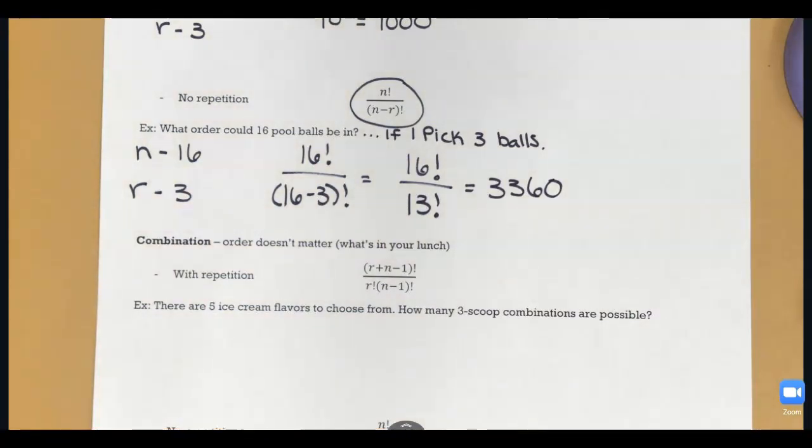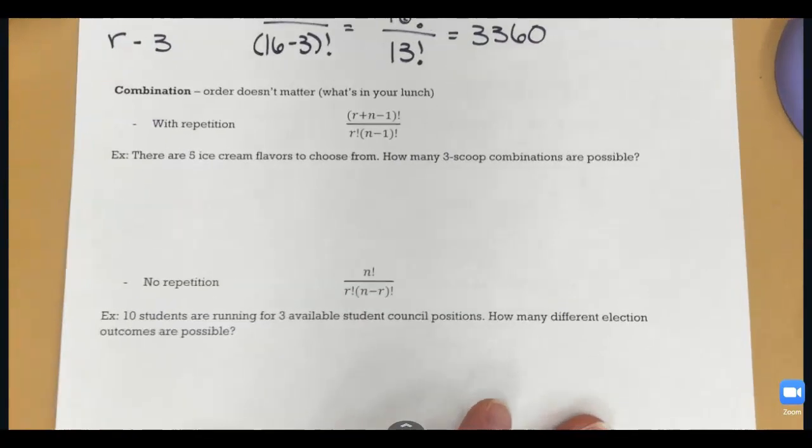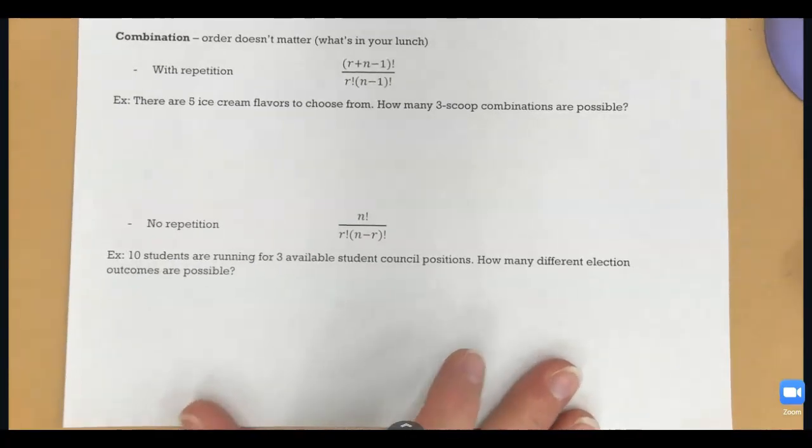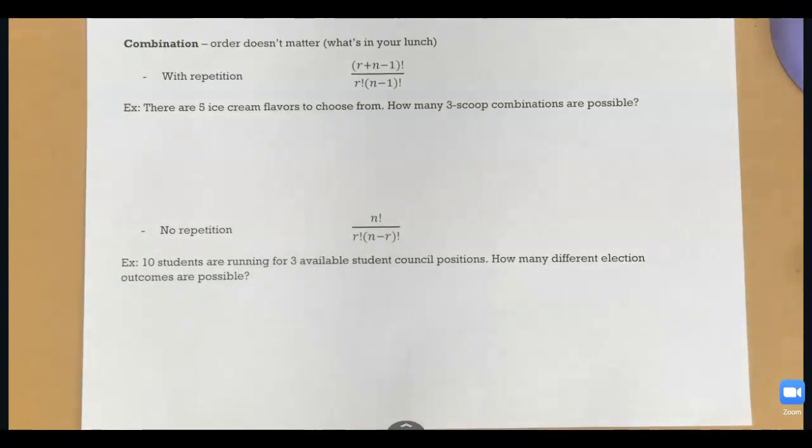Okay, so those are permutations. The order matters. Combination is when the order doesn't matter. So for example, listing the items that are in your lunch. If I say chips then sandwich, that's the same thing as saying sandwich then chips. So the order doesn't matter. And again, I can have repetition or no repetition.